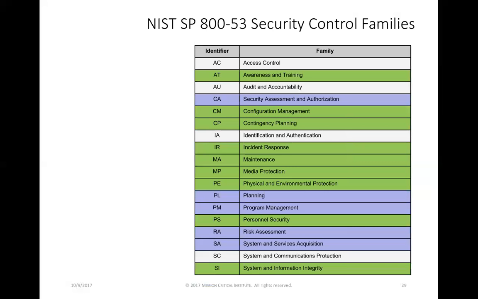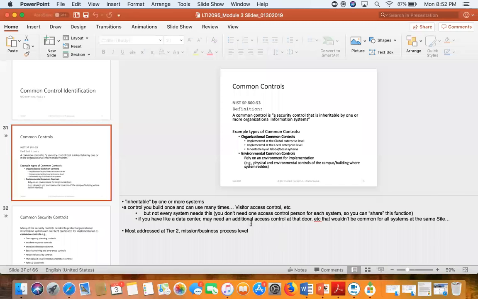So here's the control from 800-53. These are the families. So each one of these families has a whole host of controls under them. But as you can see, these are different families of controls that you would look at when you're selecting the controls. And I'm going to lock up again.